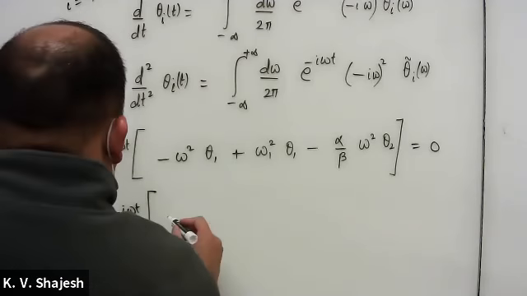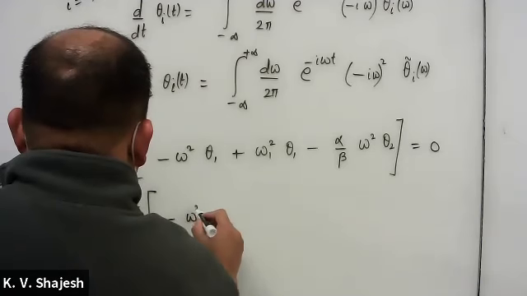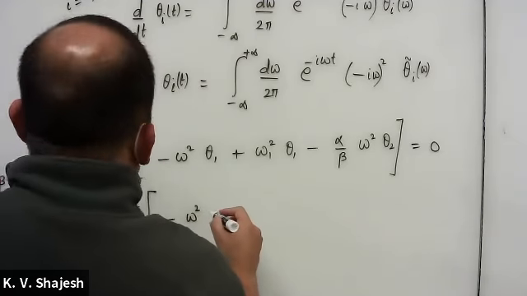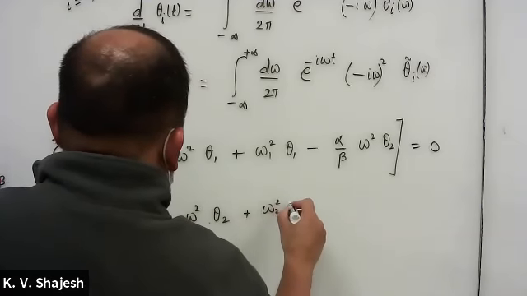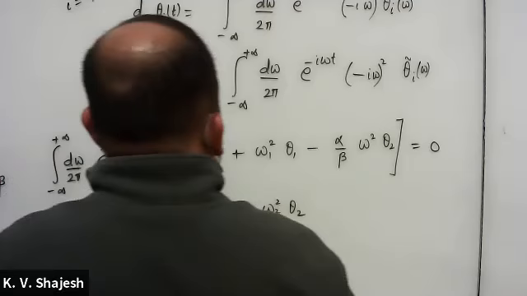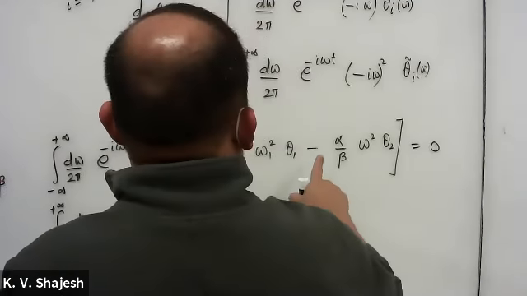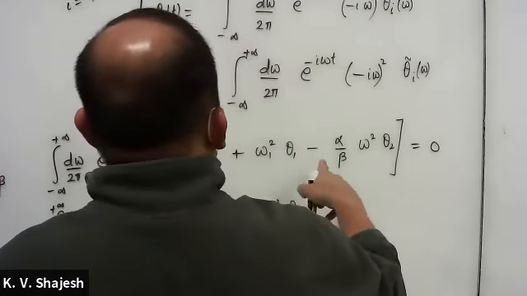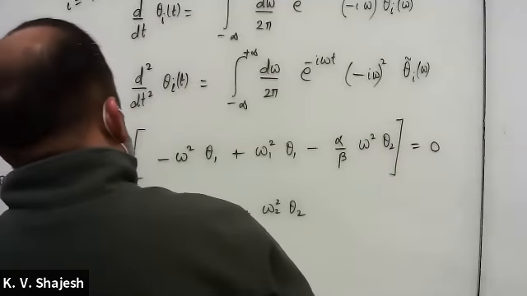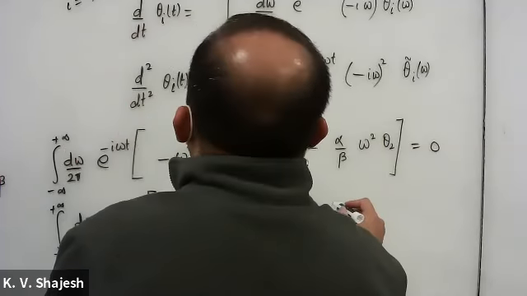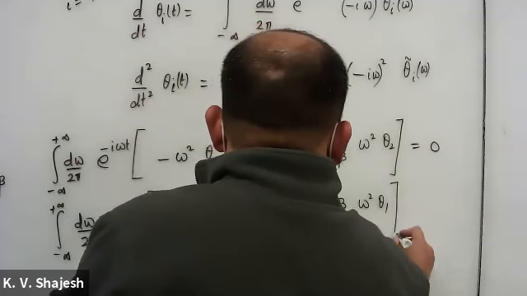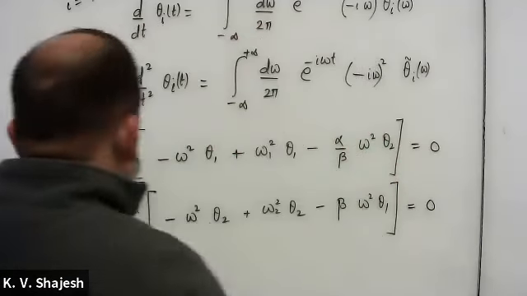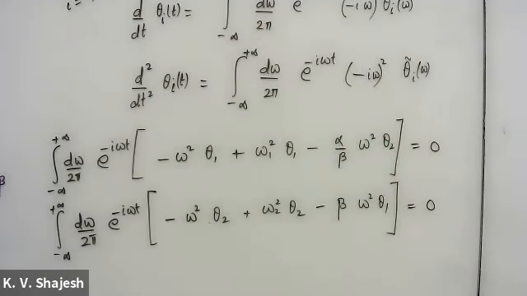Do the same thing for the second equation. So it's minus omega squared times theta 2 plus omega 2 squared times theta 2, and plus beta. Oh, this was plus, right? Sorry, not minus this. Oh, no, this was minus because of the frequency. This is minus beta omega squared times theta 1 is equal to 0. Okay.